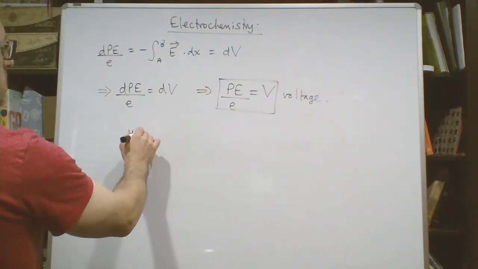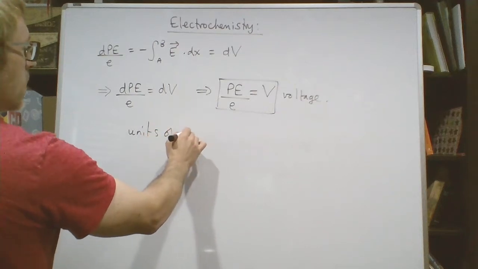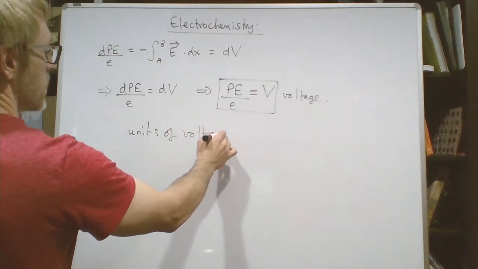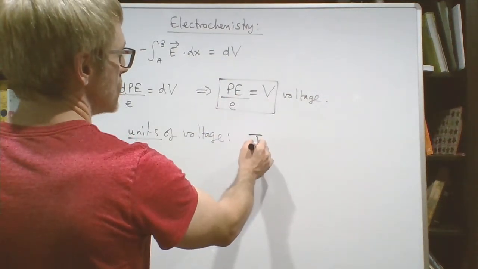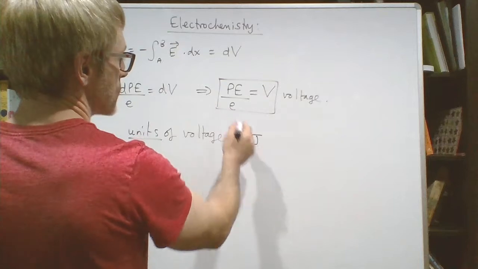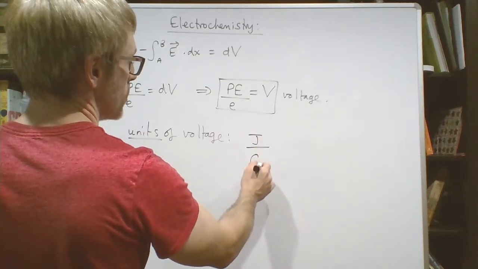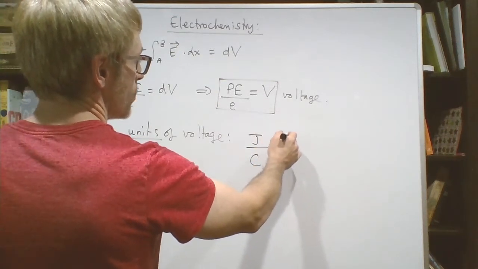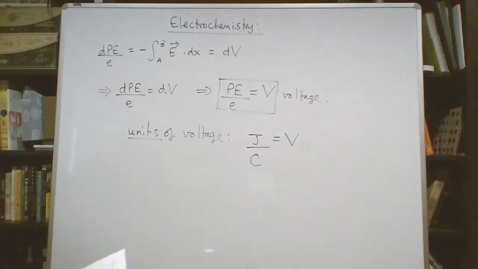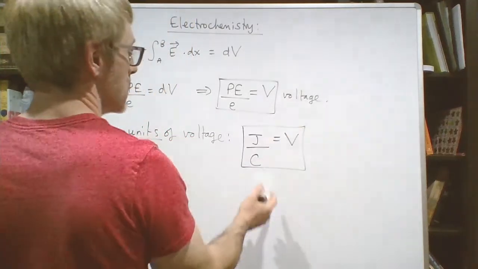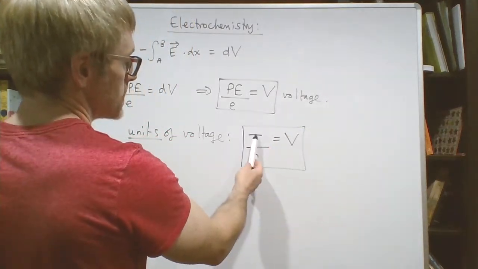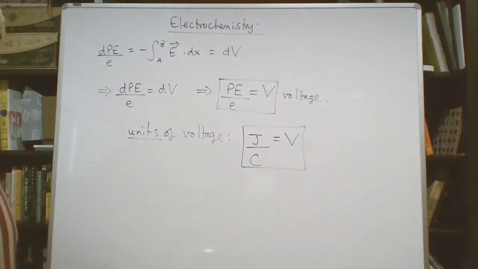If we look at units of voltage, which are always useful, the units of energy are joule. The units of the electric charge are coulomb. And voltage is V. So we've got a definition of voltage, or at least a unit definition. It's energy per charge.